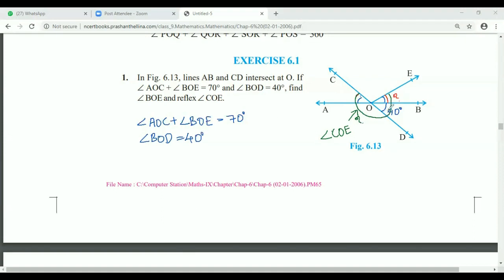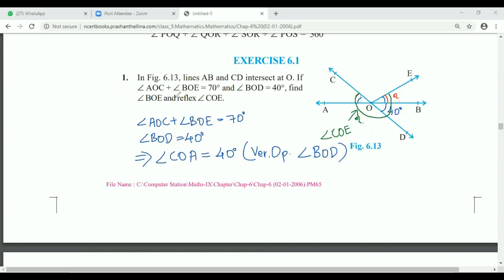Then using that data, we can find the measurement of angle COA. The reason is that they are vertically opposite angles. Since they are vertically opposite, angle COA is equal to 40 degrees. The reason is that it is vertically opposite to angle BOD, which is equal to 40 degrees, already given. That's why angle COA is also equal to 40 degrees.